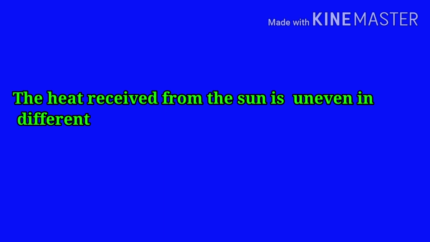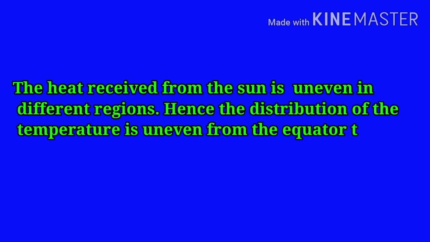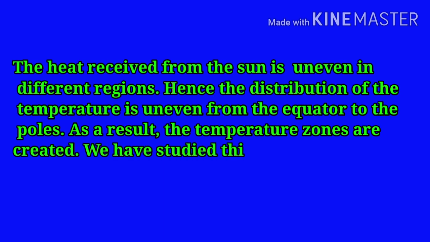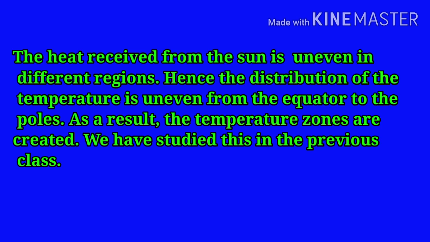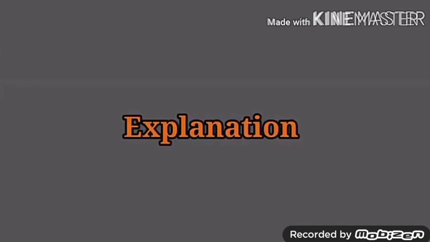Pressure belts on the Earth's surface. The heat received from the sun is uneven in different regions. Hence, the distribution of the temperature is uneven from the equator to the poles. As a result, the temperature zones are created. We have studied this in previous class. Let's have a recap on it.